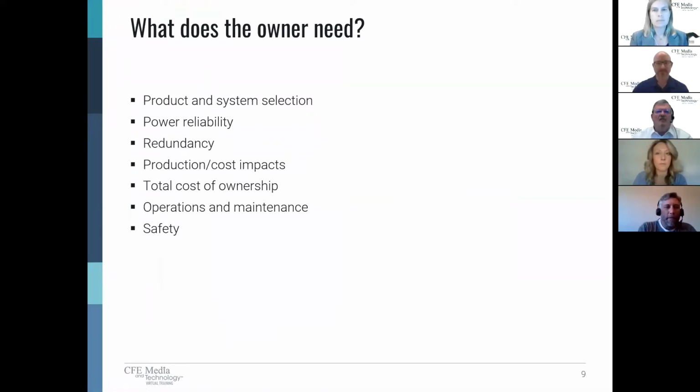Today, what we're going to talk about in this section is, what does the owner need? The owner's needs are very important to evaluate when looking at design. The backup systems, power backup systems, are no longer just a life safety measure. They're quite expansive nowadays, and there's a lot of different clients who have different needs within that.